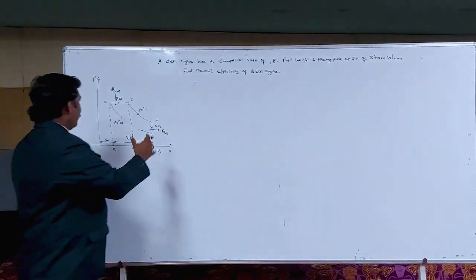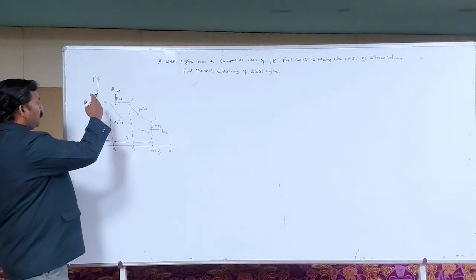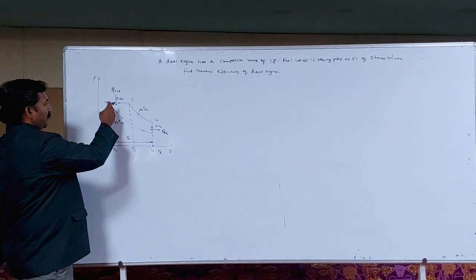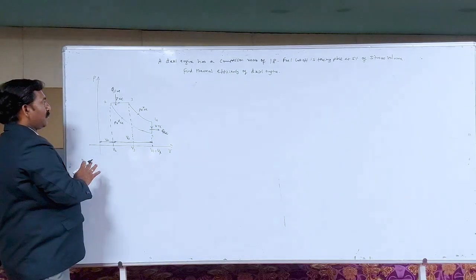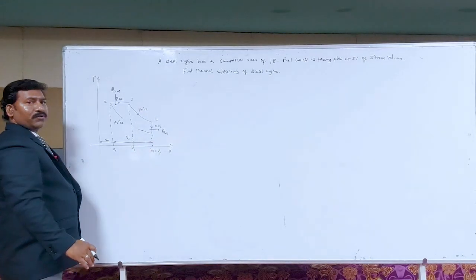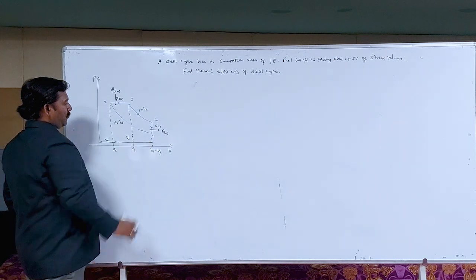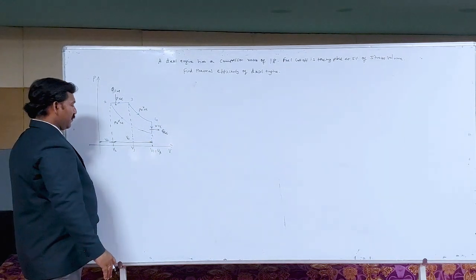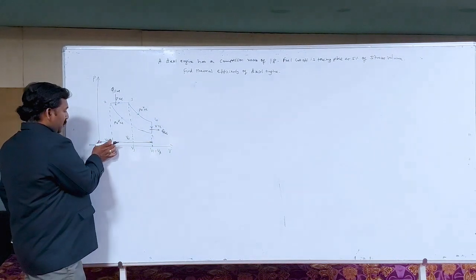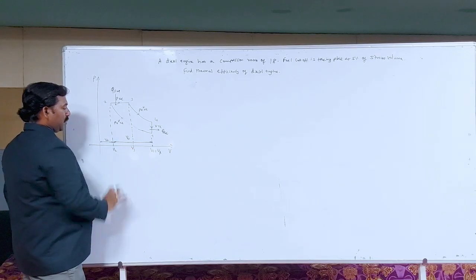So we know this is the PV diagram. 1 to 2 is a compression process, isentropic compression. 2 to 3 is a constant pressure heat addition. 3 to 4 is an isentropic expansion. 4 to 1 is a constant volume heat rejection. So this is clearance volume and this is swept volume.